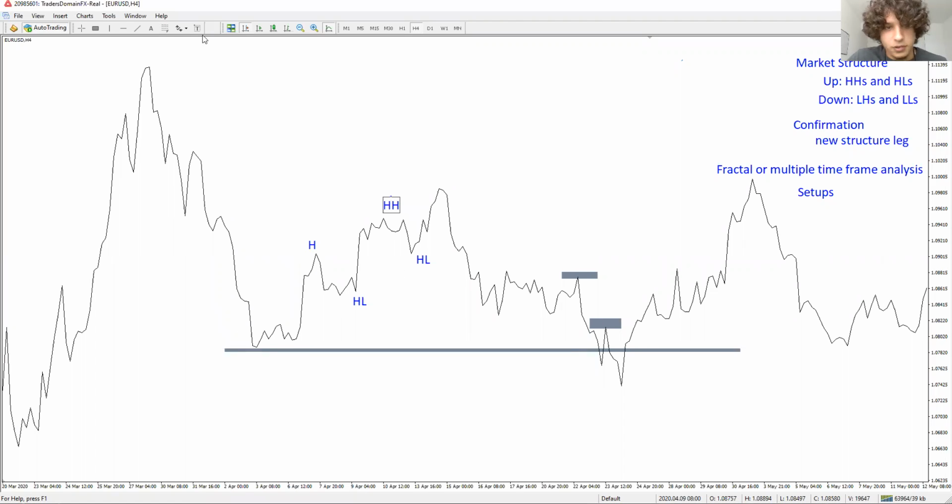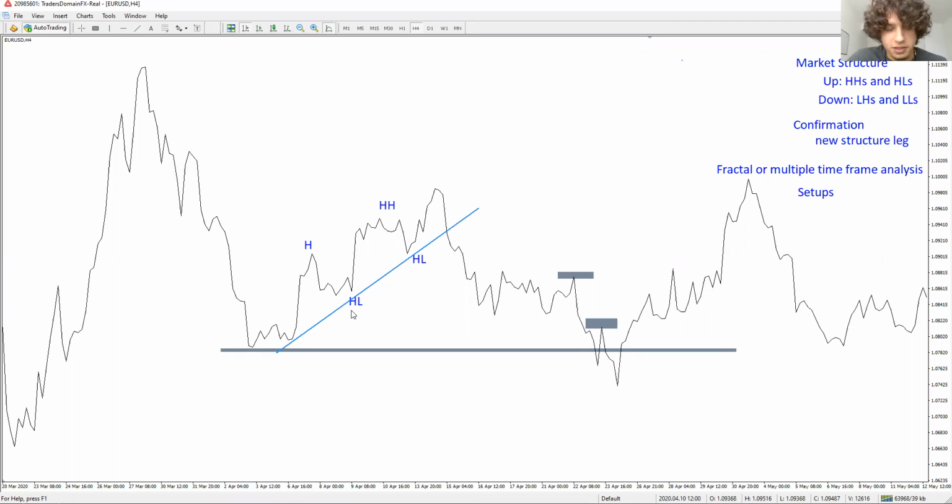One thing we covered in the last workshop is that you can visualize the trend using trend lines. Simple enough. Instead of drawing them like that, you can just draw a trend line and kind of see the bigger picture. But what's happening here?